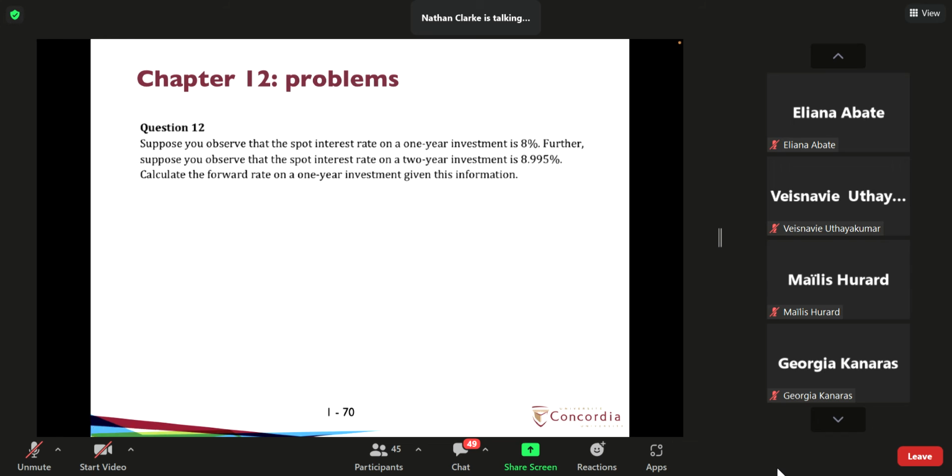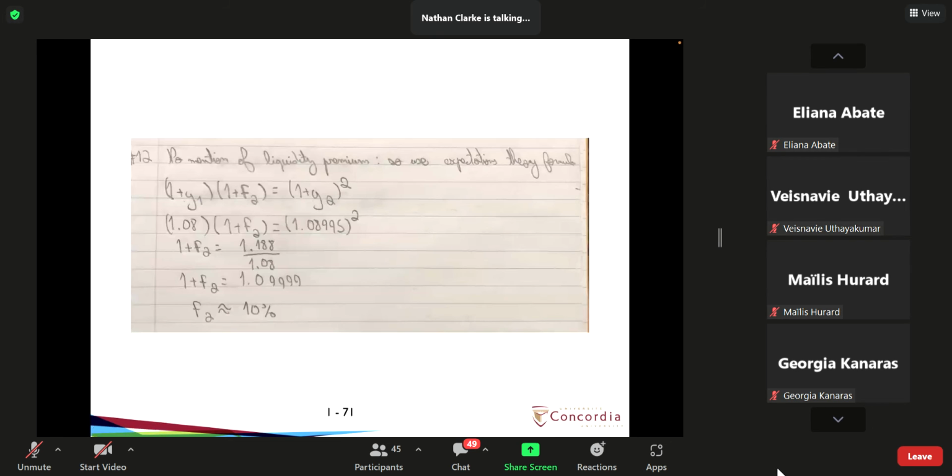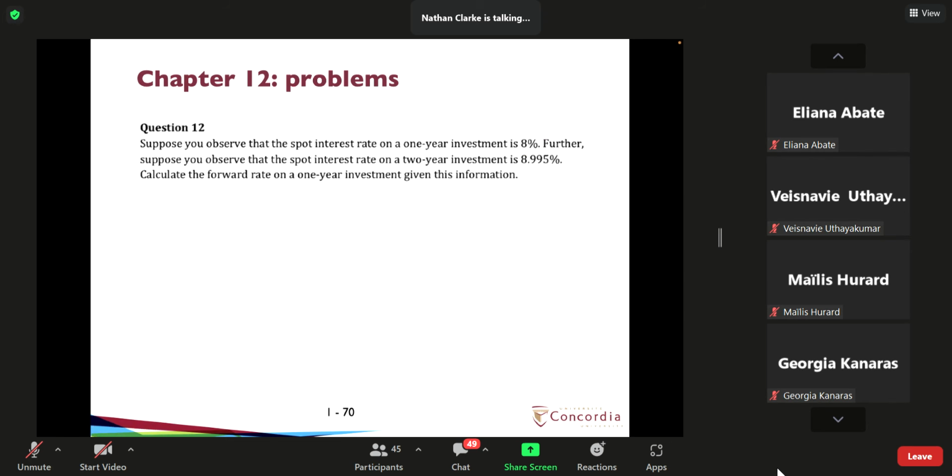So question 12: suppose you observe that the spot interest rate on a 1-year investment is 8%. Further, suppose you observe that the spot interest rate on a 2-year investment is 8.995. Calculate the forward rate on a 1-year investment given this information. The formula you're going to need to use is (1 plus y1) times (1 plus f2) equals (1 plus y2) to the power of 2. So y is your spot rate, f is your forward rate.